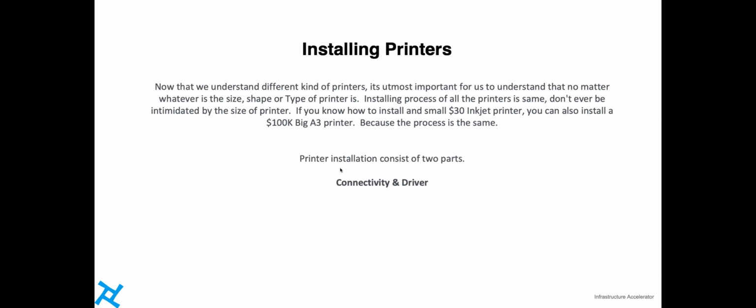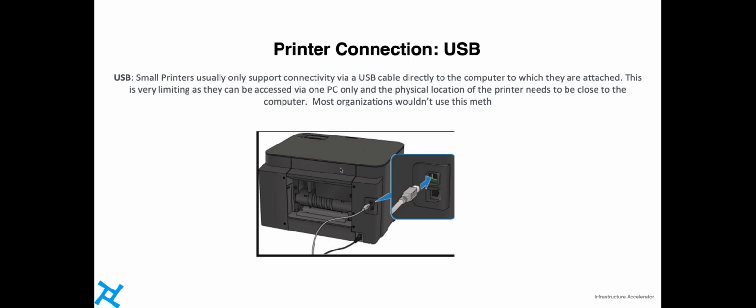Printer installation consists of two parts: connectivity and driver. Printer connections can be USB. Small printers usually only support connectivity via a USB cable directly to the computer to which they are attached. This is very limiting as they can be accessed via one PC only, and the physical location of the printer needs to be close to the computer, and most organizations will not use this method.